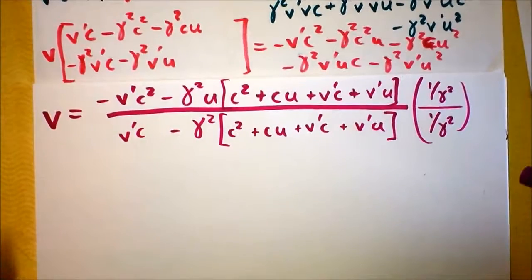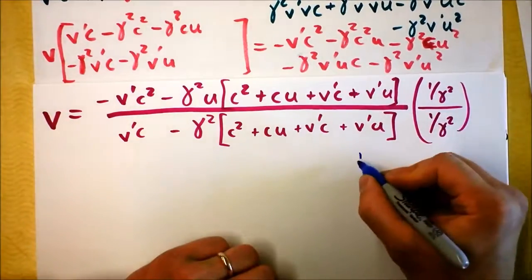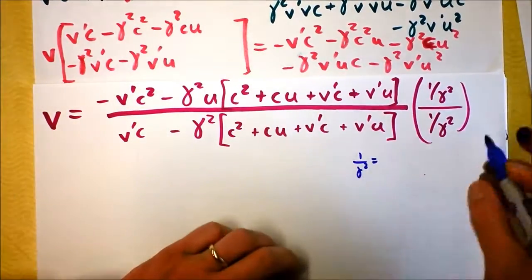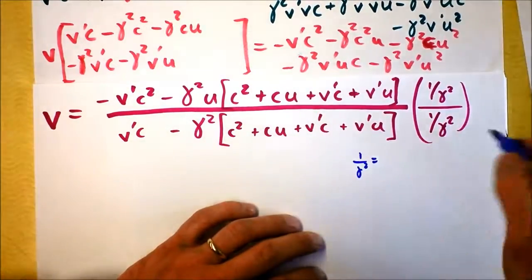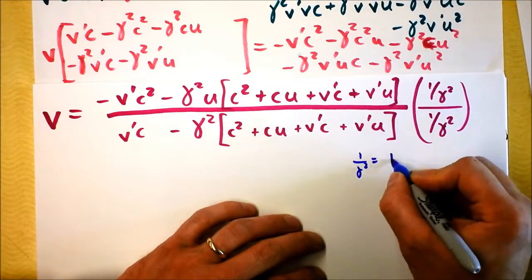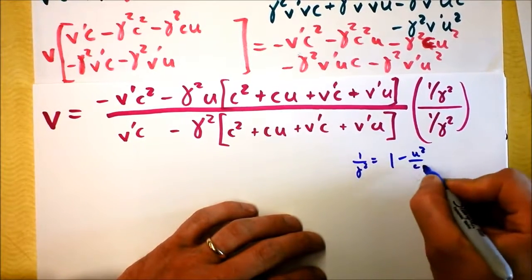Now, 1 over gamma squared is actually 1 minus u squared over c squared. Let me note that right here. 1 over gamma squared equals, well, let's see, it's simply 1 minus u squared over c squared.